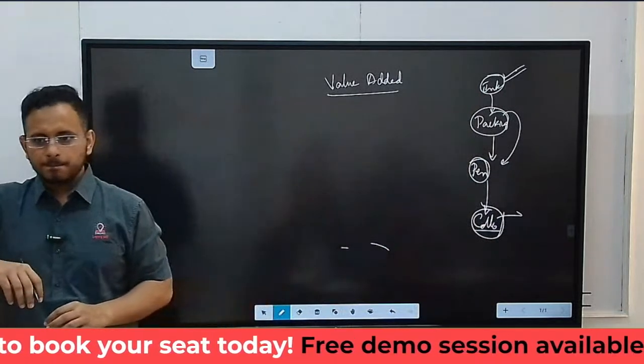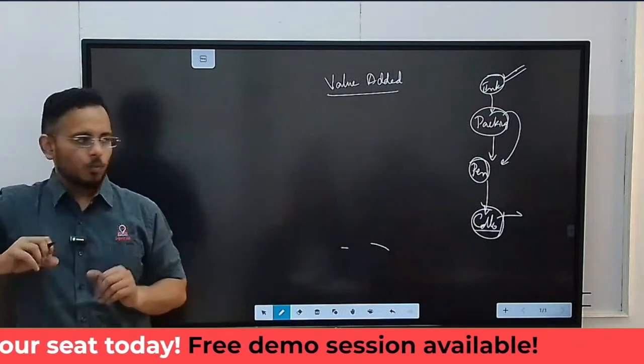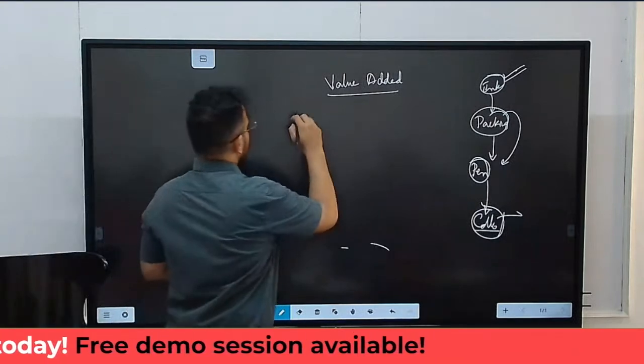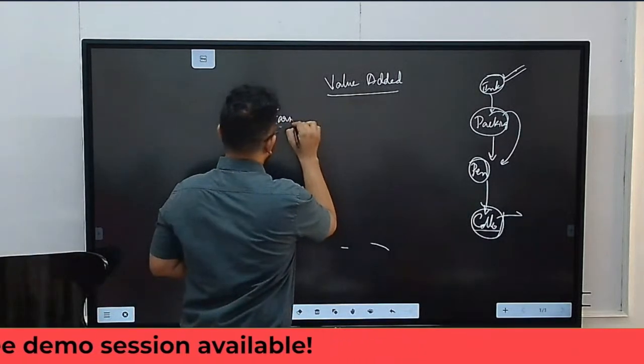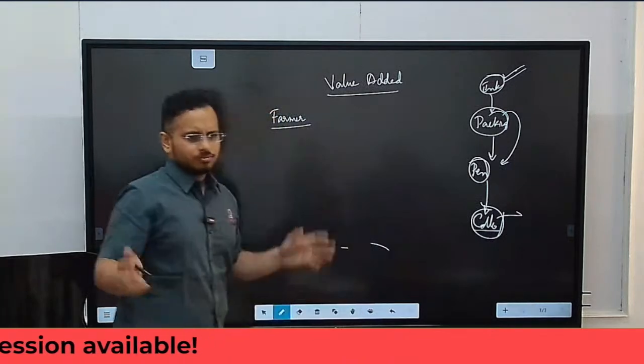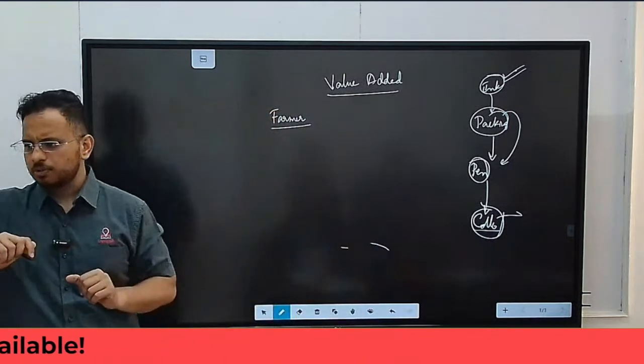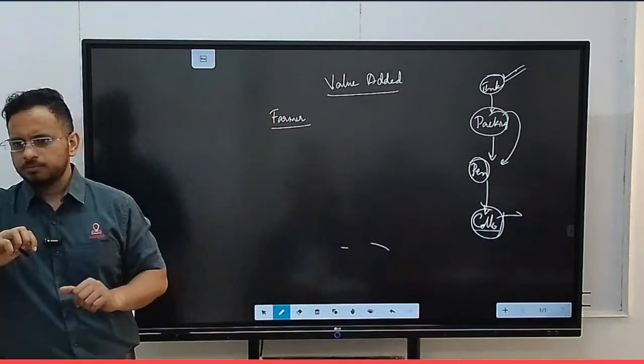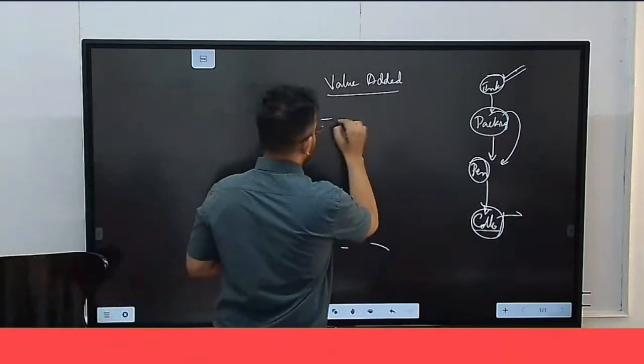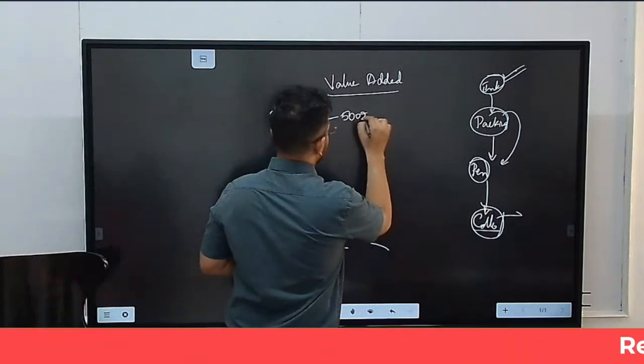Okay, one more example. Let's consider a farmer. See, everything starts from the primary sector. Let's consider a farmer. He has grown wheat worth 500 rupees. What is the value addition here?